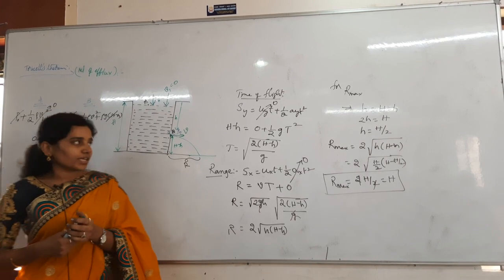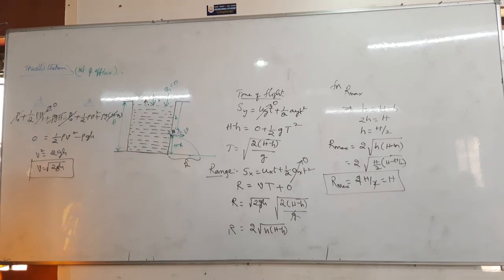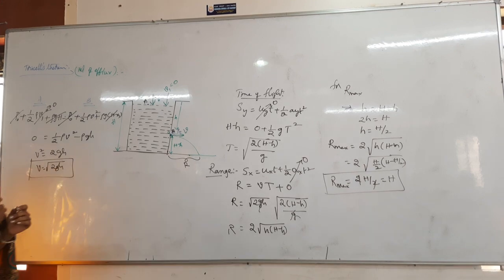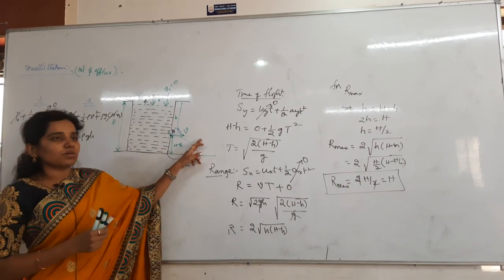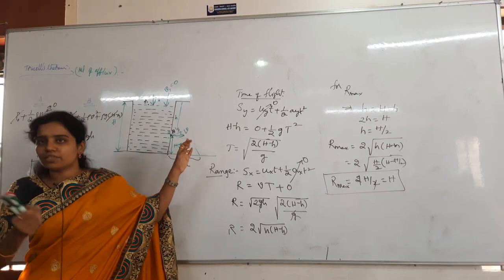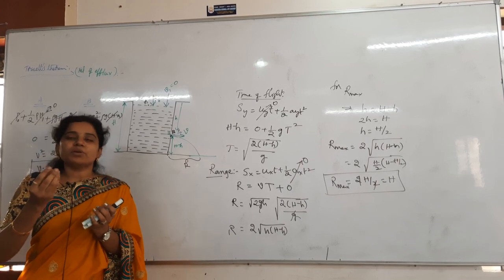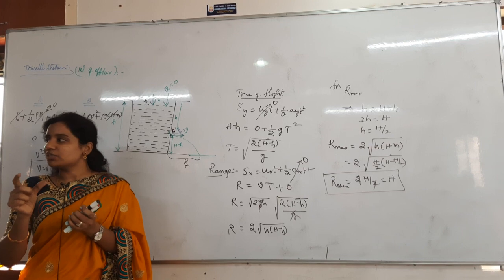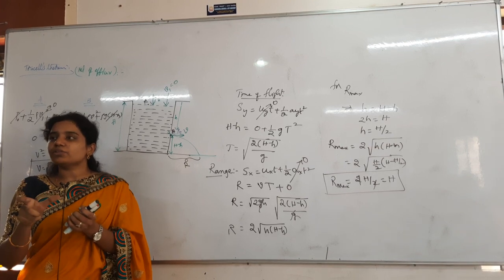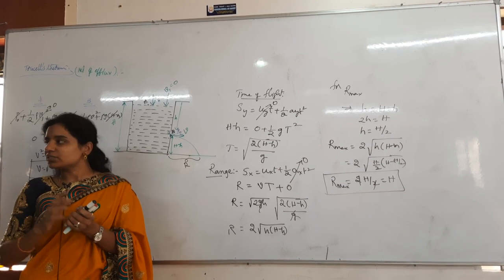Okay, so listen again, Torricelli's theorem. What is the purpose of Torricelli's theorem? Whenever the fluid is coming out of the hole, or out of the tap, whenever we connect one pipe exactly at the bottom of the tank, at that time water will come out. That is known as the velocity of efflux. That velocity you have to find, and for that you have to apply Torricelli's theorem.